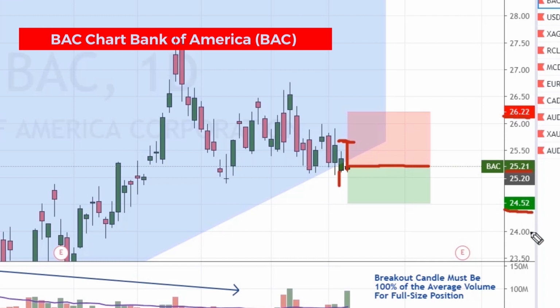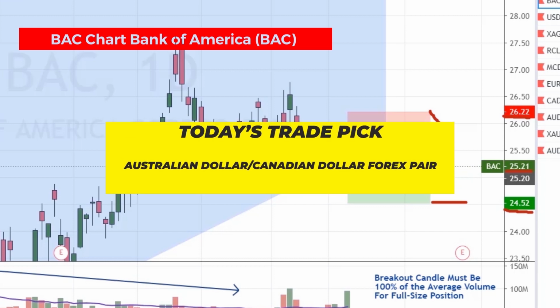First target is 24.52. When it hits this, we'll take half off for profit, move the stop down to break even, and then we'll wait for the parabolic SAR to get down there to follow stops. And that's all the active trades I've got to look at today.